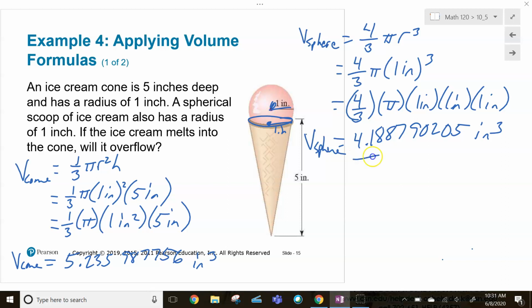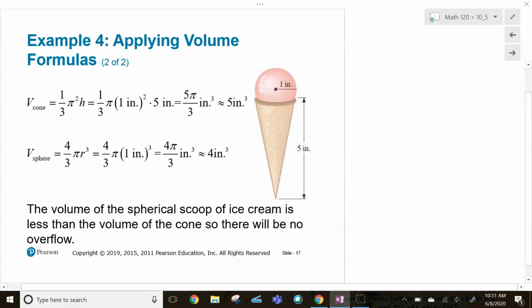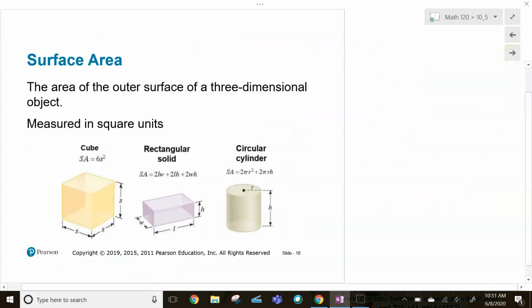So if this melts, this is the ice cream. It's got to be less than the cone, right? Here's the volume of the cone, 5.23, blah, blah, blah. So is it going to overflow? No, I got less ice cream than I have room for it to go into. So it will not overflow in this case. Okay. That should work for that.